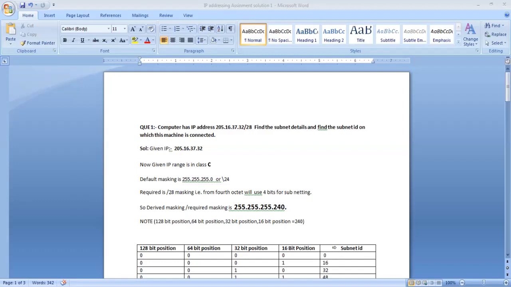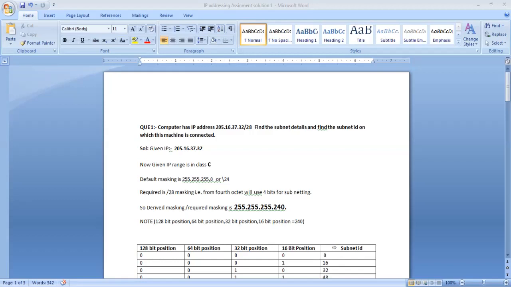Now in the question they have defined 28-bit masking. It means from the fourth octet, we will use 4 bits for subnetting. So the derived masking is 255.255.255.240. Why 240? We take the 128 bit position from the fourth octet, the 64 bit position, the 32 bit position, and the 16 bit position. If we add all these, that is nothing but 240.